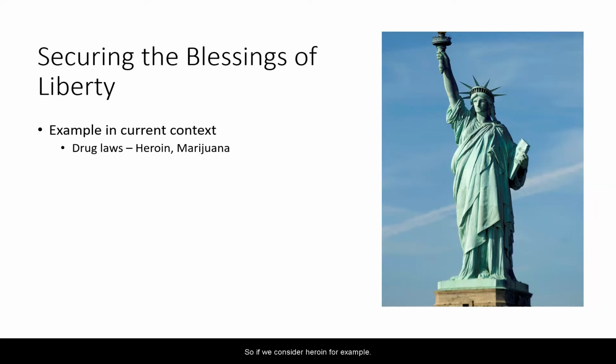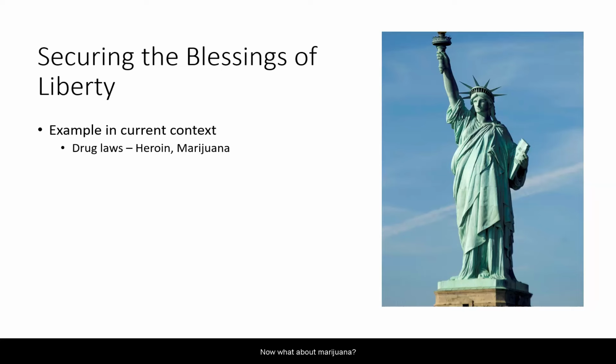So if we consider heroin, for example, most folks would agree that preventing people from using this drug is a legitimate use of government power for the common good. Widespread heroin use is not only a danger to the drug users themselves, but it also creates disorder in society as it destroys families and promotes associated crimes.